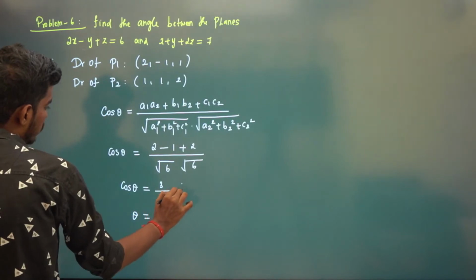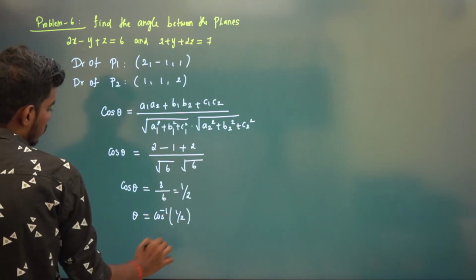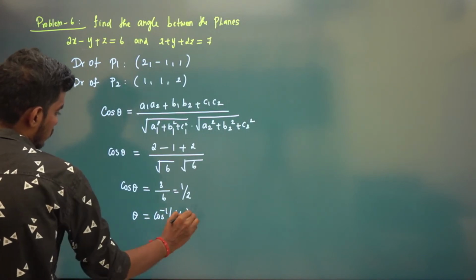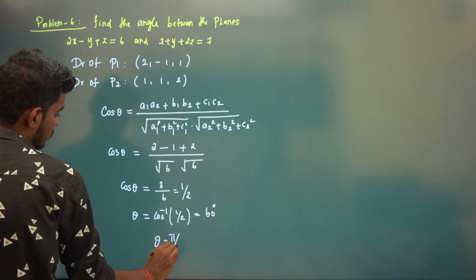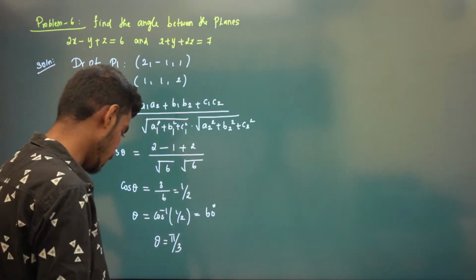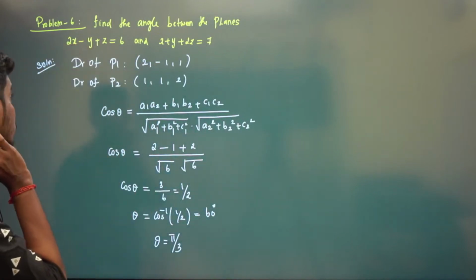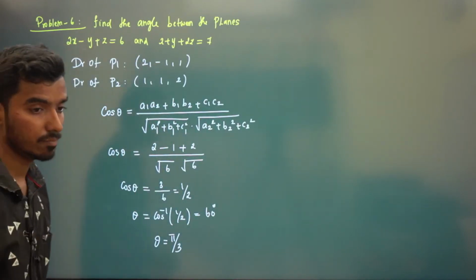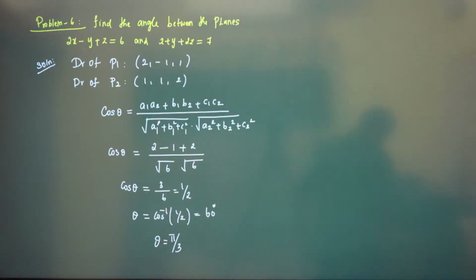Theta is equal to cos inverse of 1 by 2, it is 60 degrees. So pi by 3 is the angle between the two planes. So the angle between two planes is nothing but the angle between the normals. So it will be a1 b1 c1, a2 b2 c2.